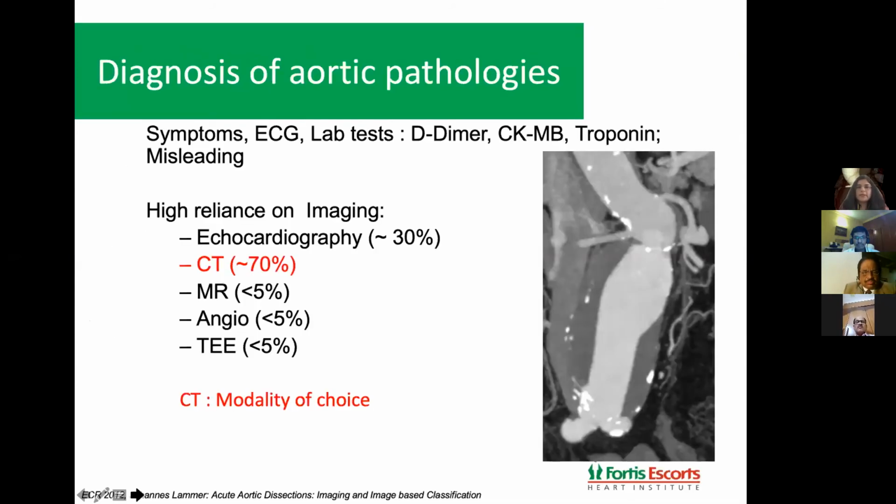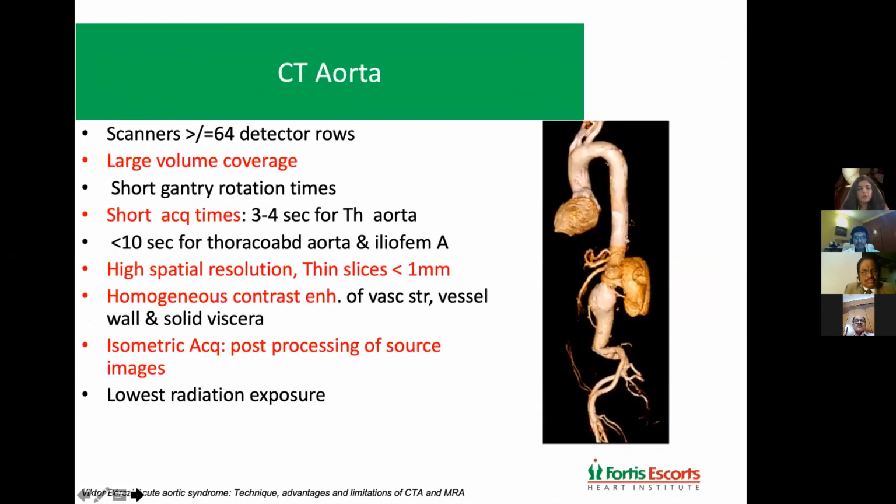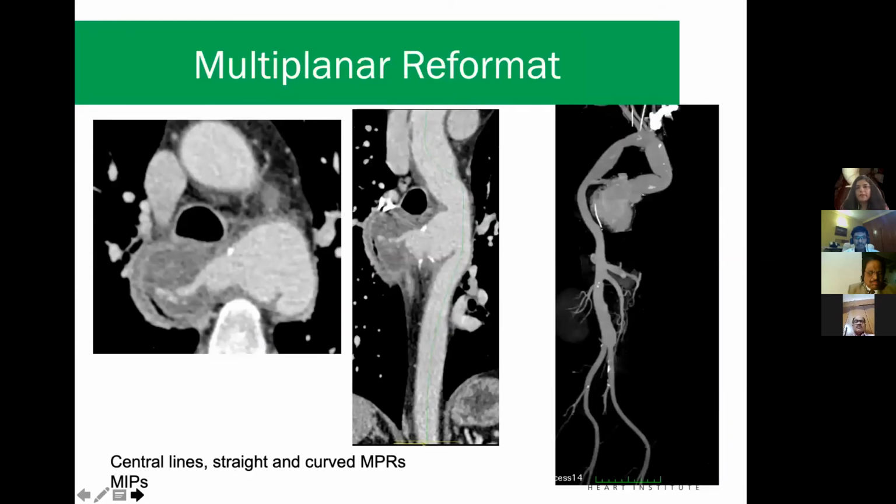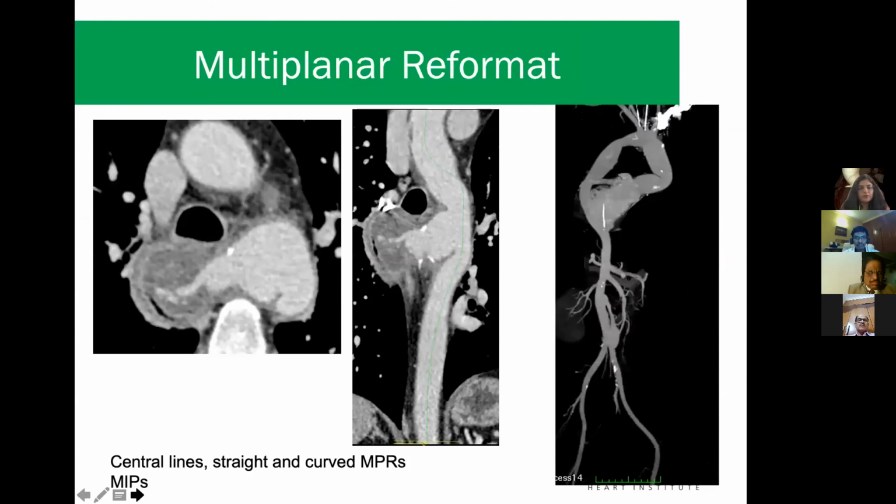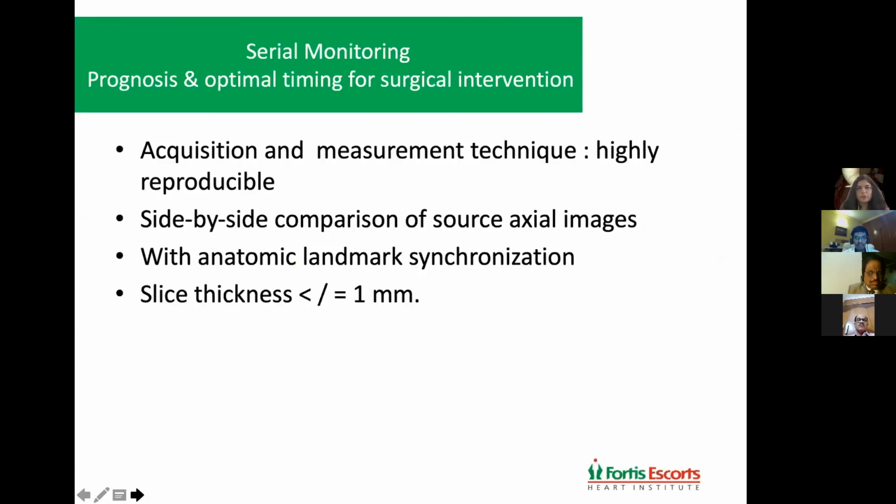CT today is the modality of choice because the symptoms can actually be misleading. And while we have a high reliance on various imaging modalities, CT has emerged as the winner. When we're looking at the CT of the aorta, the advantage is that we have a large volume coverage, a short acquisition time, a very high spatial resolution with homogeneous contrast enhancement and isometric acquisition. So that allows post-processing. We can actually get multi-format reformats, from central lines to curved reformats and then volumetric images.